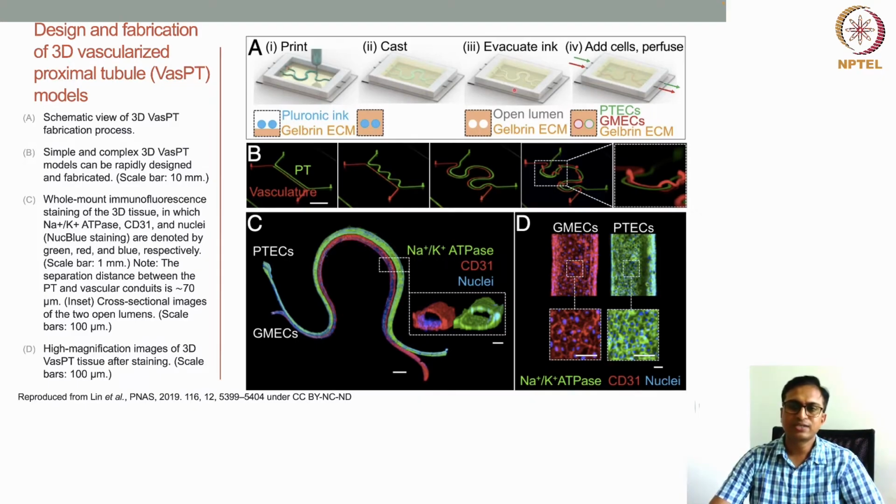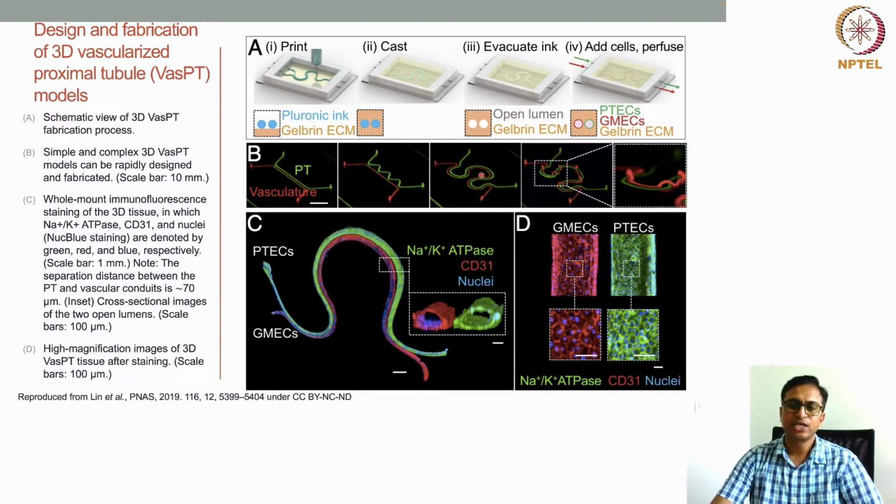So then it leaves a lumen-like structure, a channel-like structure within this, and in one channel they have perfused epithelial cells, and in the other channel they have perfused endothelial cells. Then they create these two other things. Here you can clearly see approximately vasculature, a simple structure, and convoluted structures can also be printed with this.